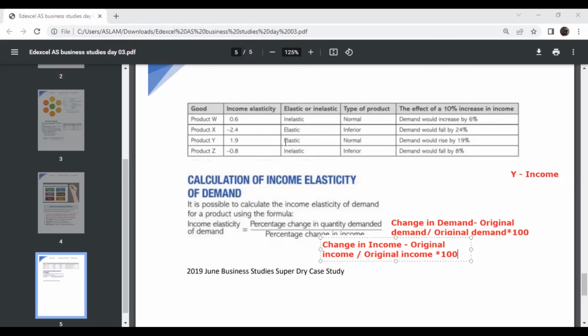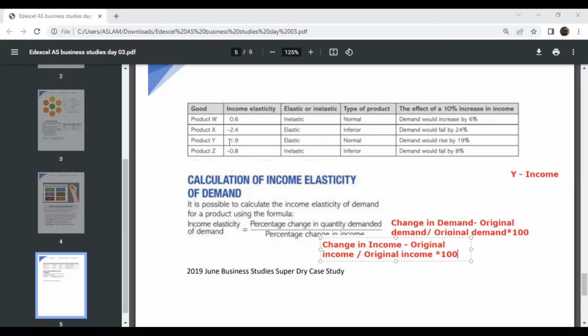1.9, elastic, normal good. Again, it's more than 1. You can also say it is luxury, but still it's elastic. Demand would rise by 19%. Then minus 0.8, inelastic, inferior. Demand would fall by 8%. How did we say it is inelastic? Because it is between 0 and 1. That's how we found it is inelastic.